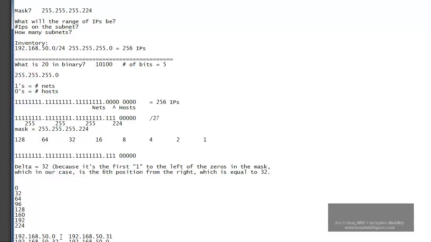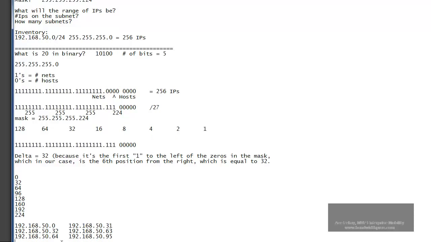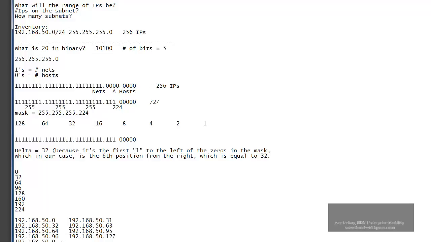And that ends with, come on you guys, are you catching the drift here? That ends with 63. Why? The delta is the beginning of the next range. So the next IP in the sequence is 64. So this would be 95, 96, 127. You see how this is working out here?